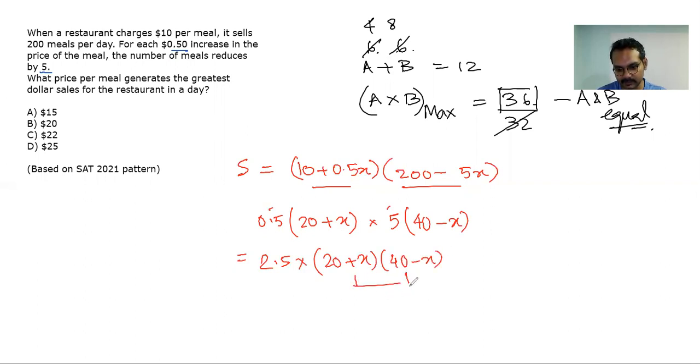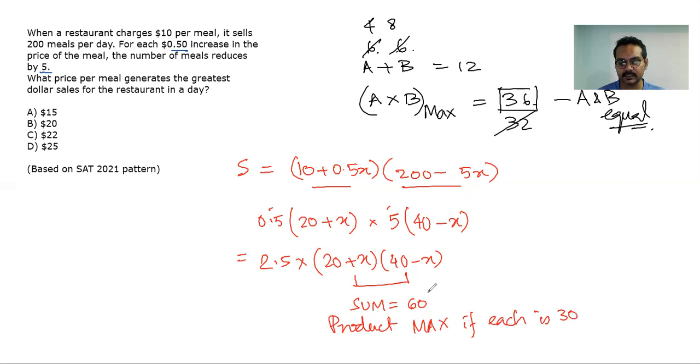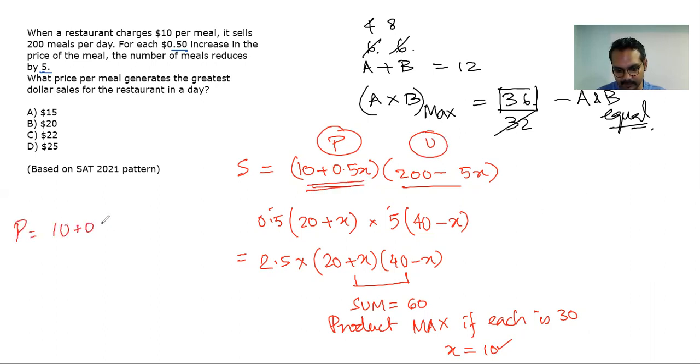Observe these two terms. Their sum is 60. Hence, the product will be maximum if each is 30, right? Half of 60, 30. If each is 30, that means 20 plus x is 30 or 40 minus x is 30. Either case, I end up getting x as 10. That's the same thing which we had got previously. Once I know that my x is 10, this was my price and this was my number of units, right? So in price, I'll just plug in. So I'll get price to be 10 plus 0.5 times 10, giving me $15 again.